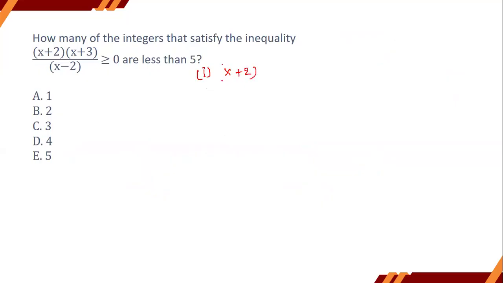So (x + 2)(x + 3) = 0. With this, we will get the solution as x = −2 and −3. That is for the numerator. And the other expression, in the denominator, from the denominator we have x − 2 = 0, so x = 2.